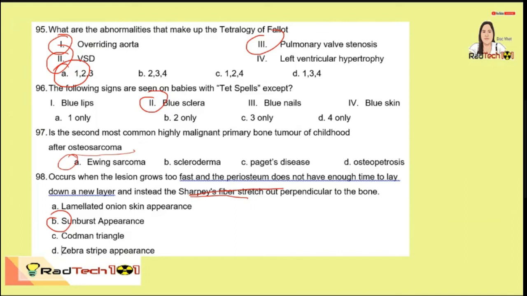Yung Codman triangle naman is most commonly seen sa musculoskeletal plain films. And the zebra stripe appearance, so this appears naman when the children are treated with cyclical bisphosphonate therapy. If the child is suffering from osteogenesis imperfecta and then he or she is treated with cyclical bisphosphonate therapy, meron siyang sign na nape-present, so that is what we call the zebra stripe appearance. So ito, yung sagot again is letter B, sunburst appearance.